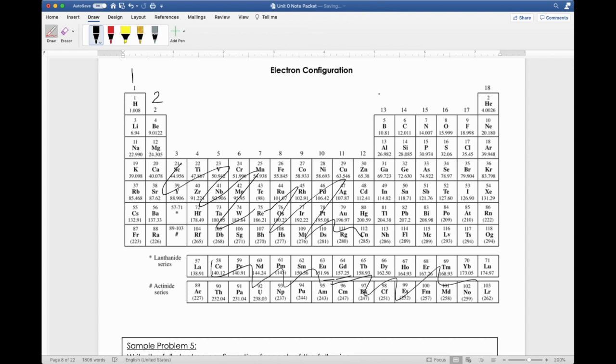Boron's group, these guys all have 3 valence electrons. Carbon's group has 4, nitrogen's has 5, oxygen's has 6, halogens have 7, and your noble gases have 8, with the exception of helium, which has only 2 valence electrons. When I start drawing the Lewis dot structures in sample problem 7, this is where I'm getting each of those numbers of valence electrons from. Just so you know, if you're confused, like, wait a minute, why is nitrogen 5? It's based on where it's located in the periodic table, based on its electron configuration.